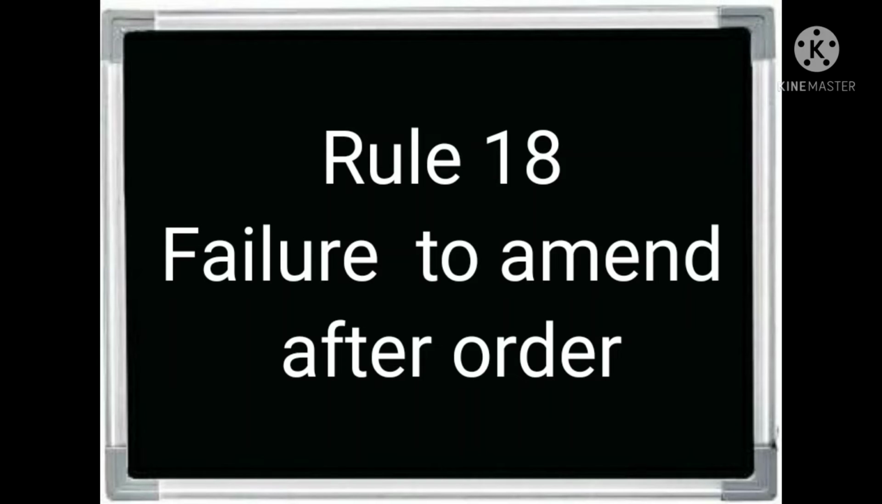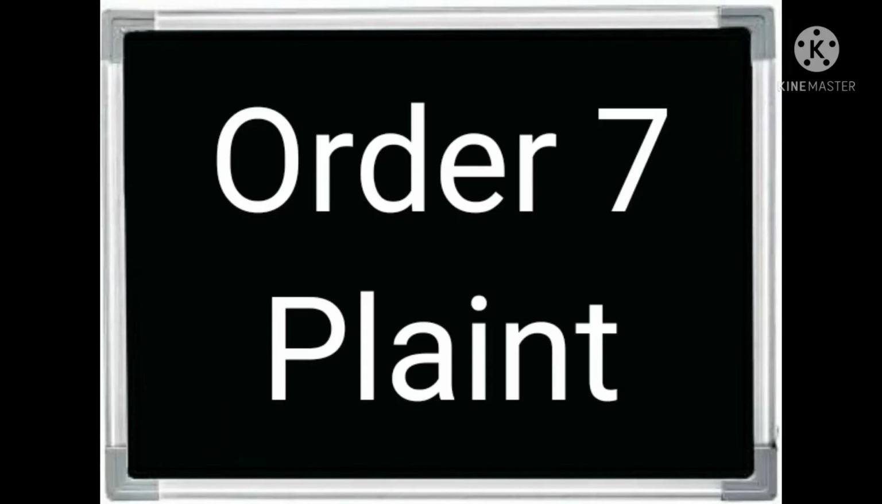What does this mean? If there is no specified period by the court, the person will be given 14 days to amend. If he doesn't amend after the expiration of 14 days, he will not be permitted to amend his pleading unless the court thinks that he could not amend it despite due diligence. So he will be permitted to amend the pleading after the expiration of the period if the court is satisfied.